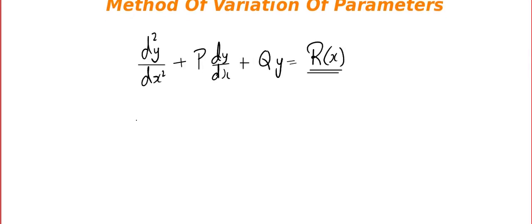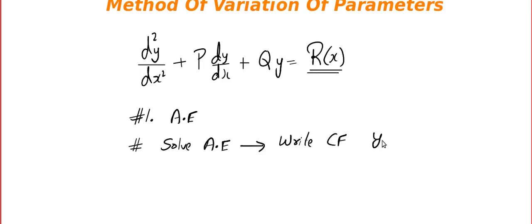The first thing is form the auxiliary equation, and number 2, solve the auxiliary equation, and you write the CF in the form y is equal to c1 y1 plus c2 y2 plus etc. Anyway, in the problems that they ask in your level, you'll have maximum up to c2 y2. If it goes beyond that, you can guess what to do.